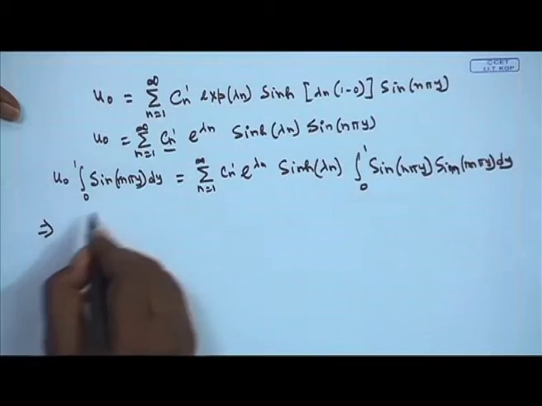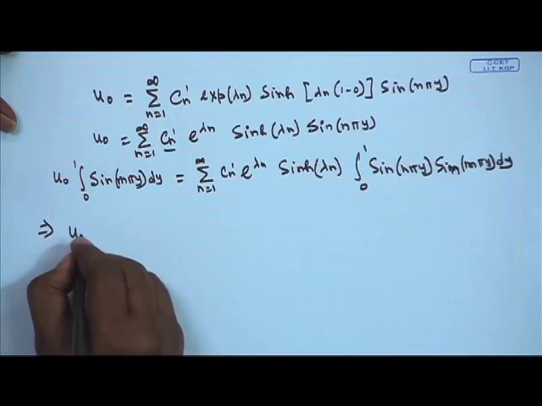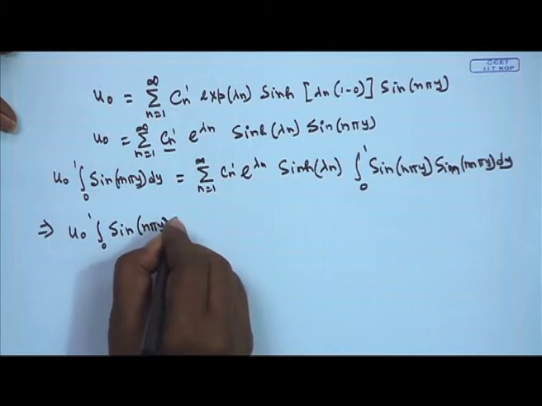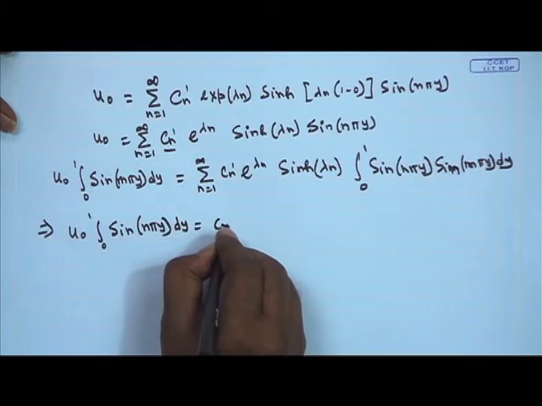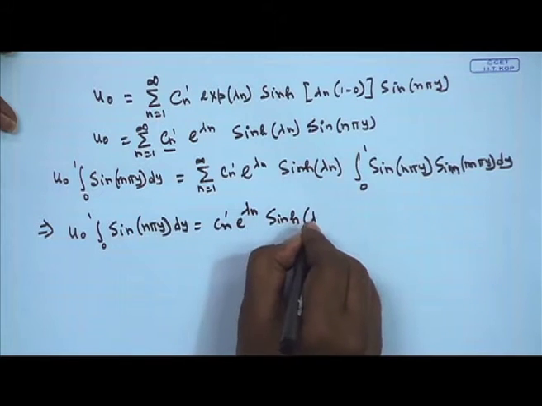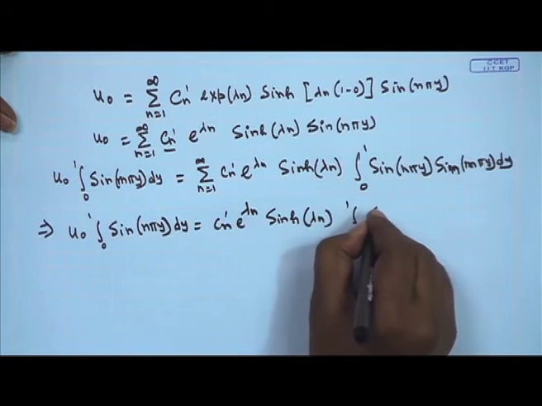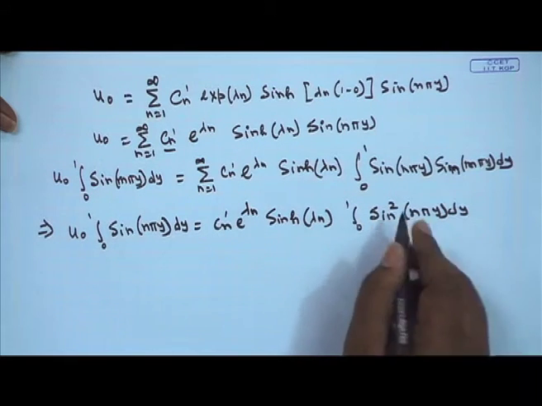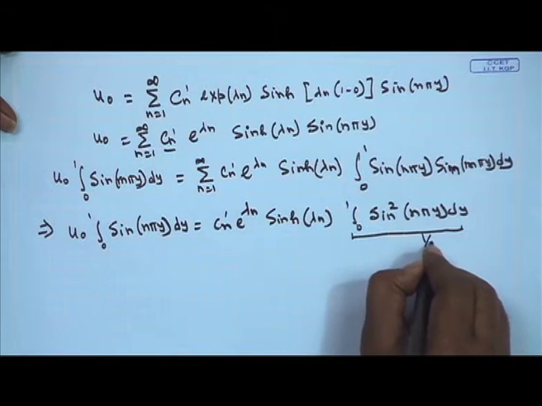The summation sign, by opening up the summation, we will be having one term in the right hand side that will survive, it will be integral sine square n pi y dy. Then changing the running index from m to n, we will be having u0 integral 0 to 1 sine n pi y dy, will be Cn prime e to the power lambda n sine hyperbolic lambda n integral 0 to 1 sine square n pi y dy, and we know that these will be returning a value of half.